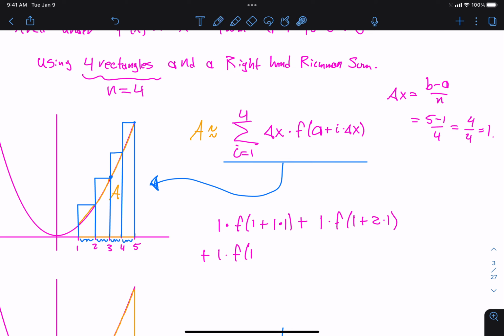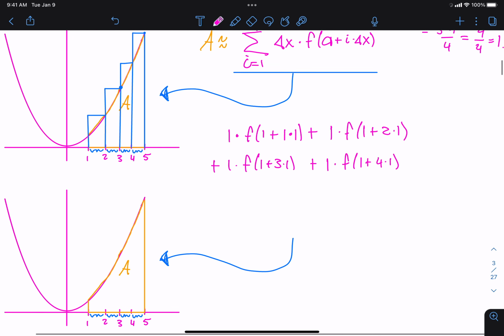And now i is 3. So now delta x is 1 again, a is 1 again, but i now is 3. So we do plus 3 times delta x, which is the same as plus 3 times 1. And then plus, the very last one we're going to do is when i is equal to 4. So we get 1 times f of 1 plus 4 times 1.